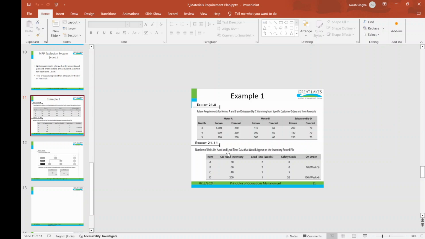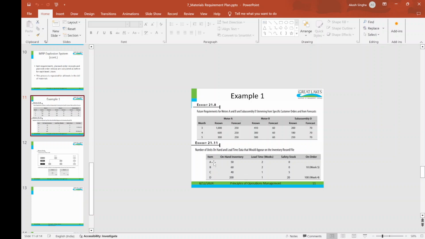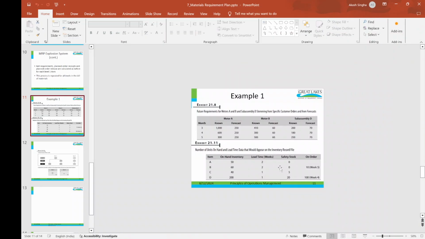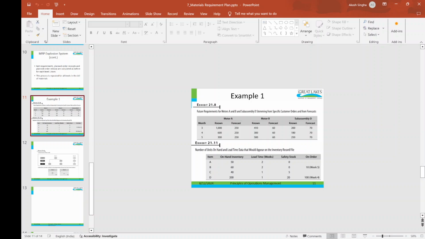Now what we have to do is, for meter A we have to do first, then meter B, then sub-assembly C and D. So for meter A, demand is 1250. Known is 1000 and forecast is 250, so total demand is 1250. Now no scheduled receipt is there for A, on order is 0, nothing. And available on hand inventory is 50.